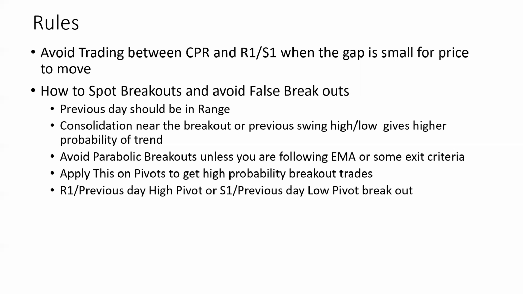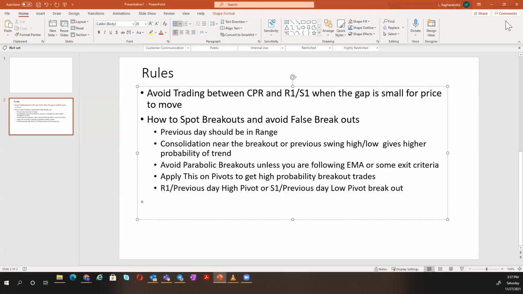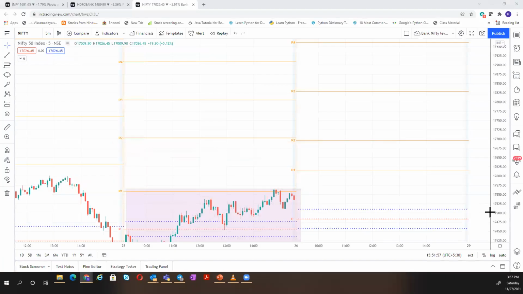If you apply this on pivots, you have a higher probability breakout. Last but not least, and this is very important: if you want to trade a breakout successfully, ensure that the price is near R1 or above the previous day high, or near S1 or below the previous day low. Let's quickly go to the charts without wasting time.